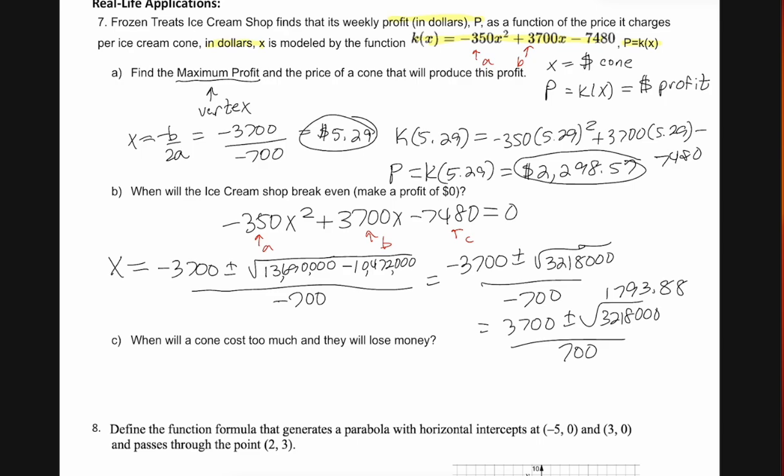Okay, so we get 2 times, okay? When will they make a profit? So that is, let me tell you, 3,700 plus 1793.88. I'm going to do the addition first. Divided by 700 is 785.